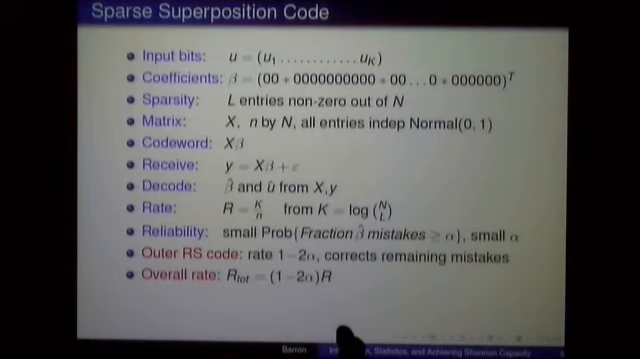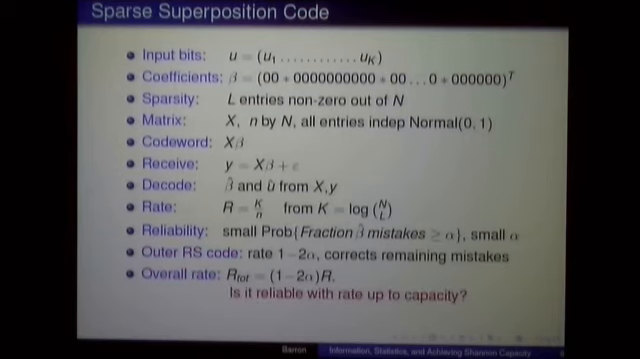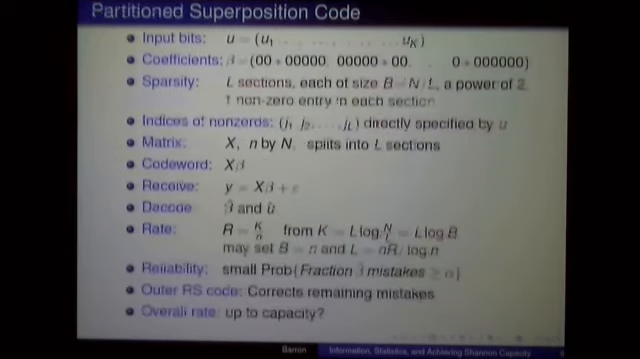In this case, it's different. What's going on, I'll explain best in another minute, is that there is an outer code rate, 1 minus 2 alpha, and if alpha is small, the overall code rate is still close to the inner code rate, which we will want to be up to capacity.